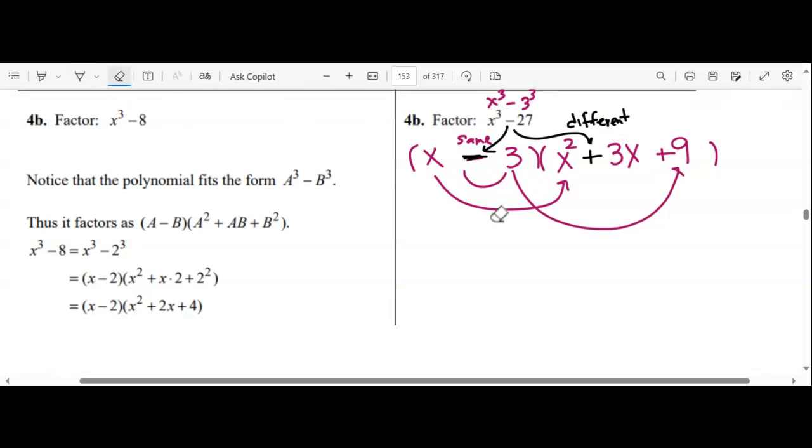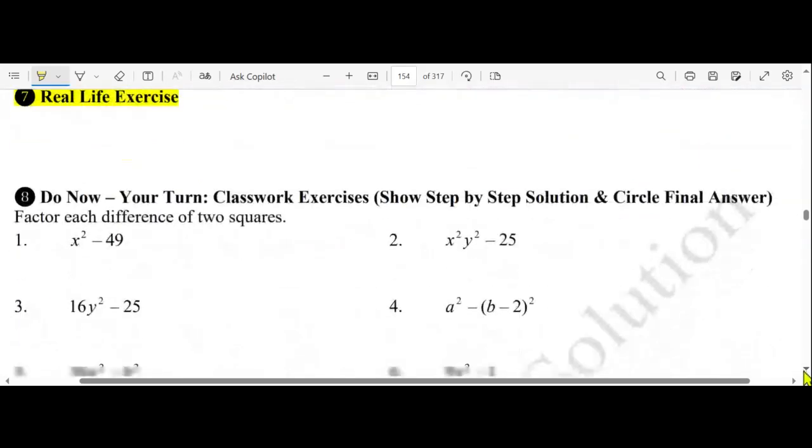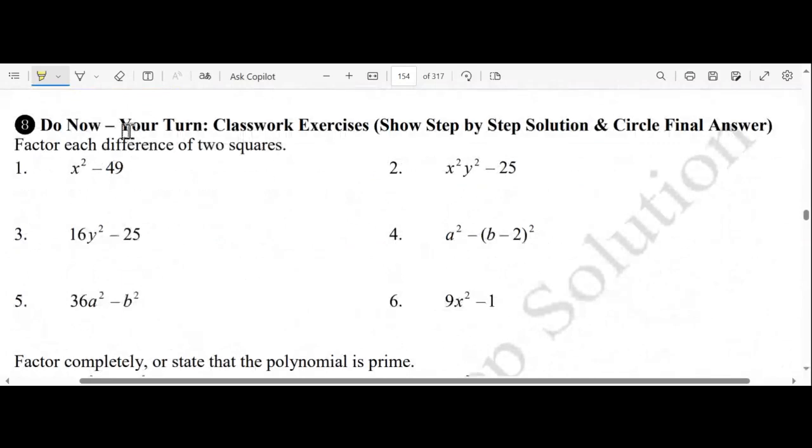Clear? Any questions? Easy or hard? Move on. Your turn. Start working on it.